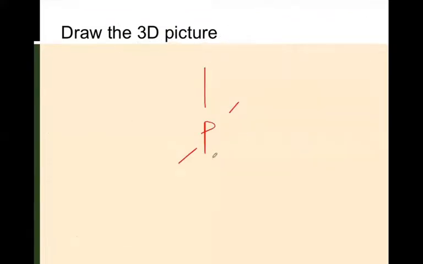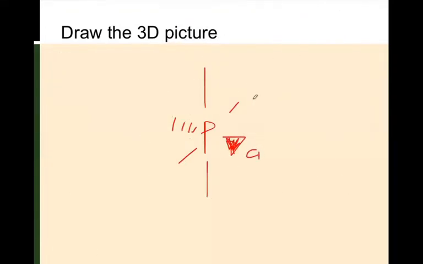Draw the 3D picture. Most likely we have phosphorus, with chlorines going out of the page, that's a really big wedge, and chlorines going into the page. So it has an octahedral geometry.